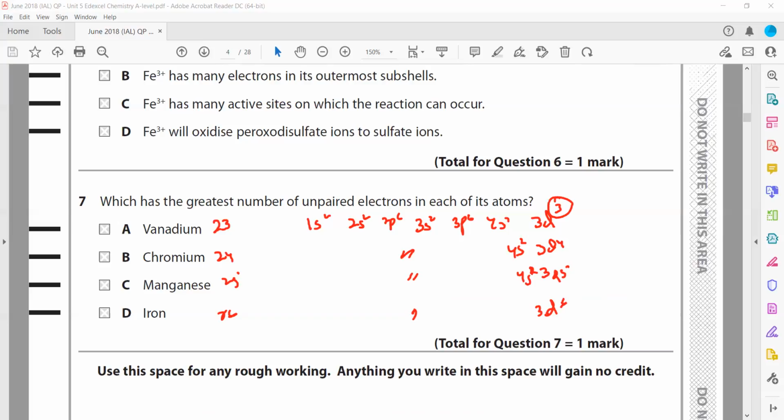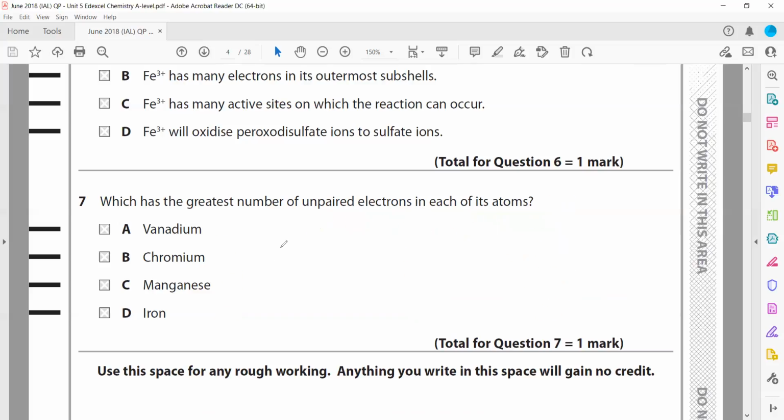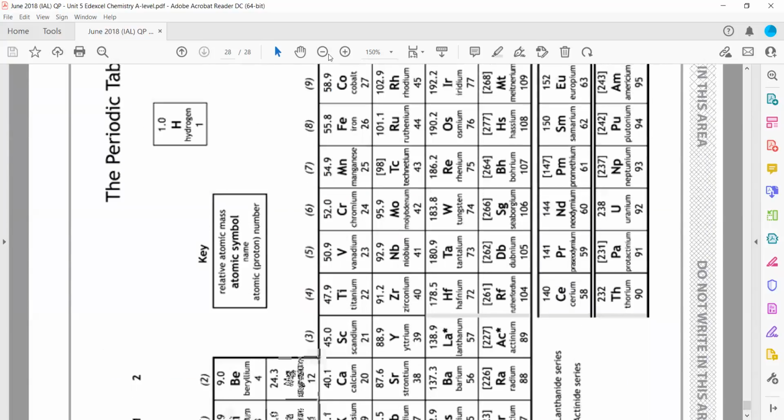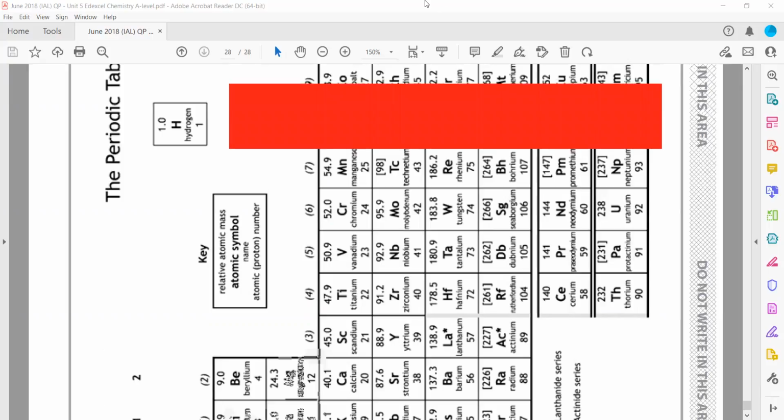But for chromium, which is 24, when we write the electronic configuration, it is 1s2, 2s2, 2p6, 3s2, 3p6, 4s2, that makes 20, and then 3d4, which makes 24.